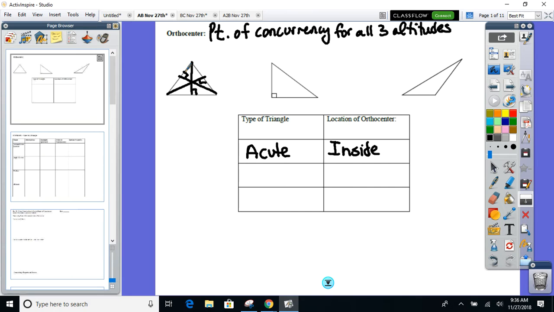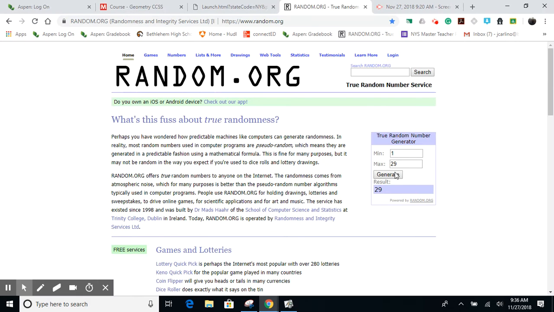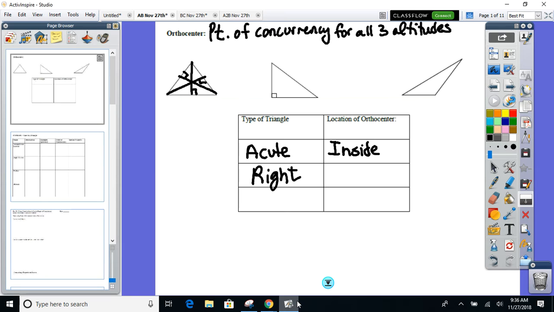Right triangle. Everyone ready for a right triangle? Because this is a special one. Explain to me and your classmates. An altitude has got to start where? Okay, it starts at a vertex and makes a right angle on the opposite side.